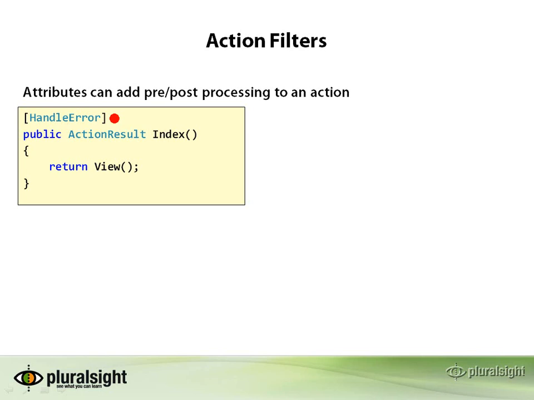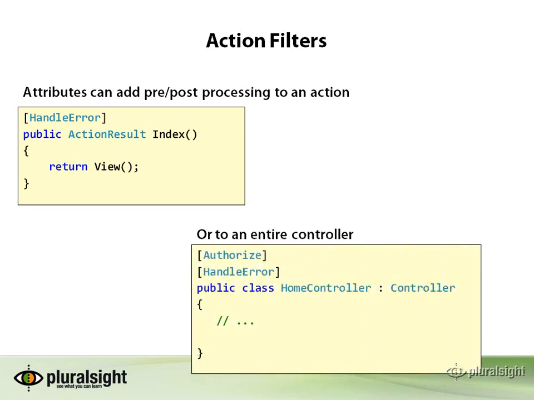is thrown out of that action will be processed by the handle error attribute, and it can render a friendly error view instead of the yellow screen of death that usually appears in ASP.NET when you have an uncaught exception that shows the user exception details that they're probably not interested in. I can also apply an attribute at the controller level. That means these two attributes will be in effect for every action that executes inside of that controller.